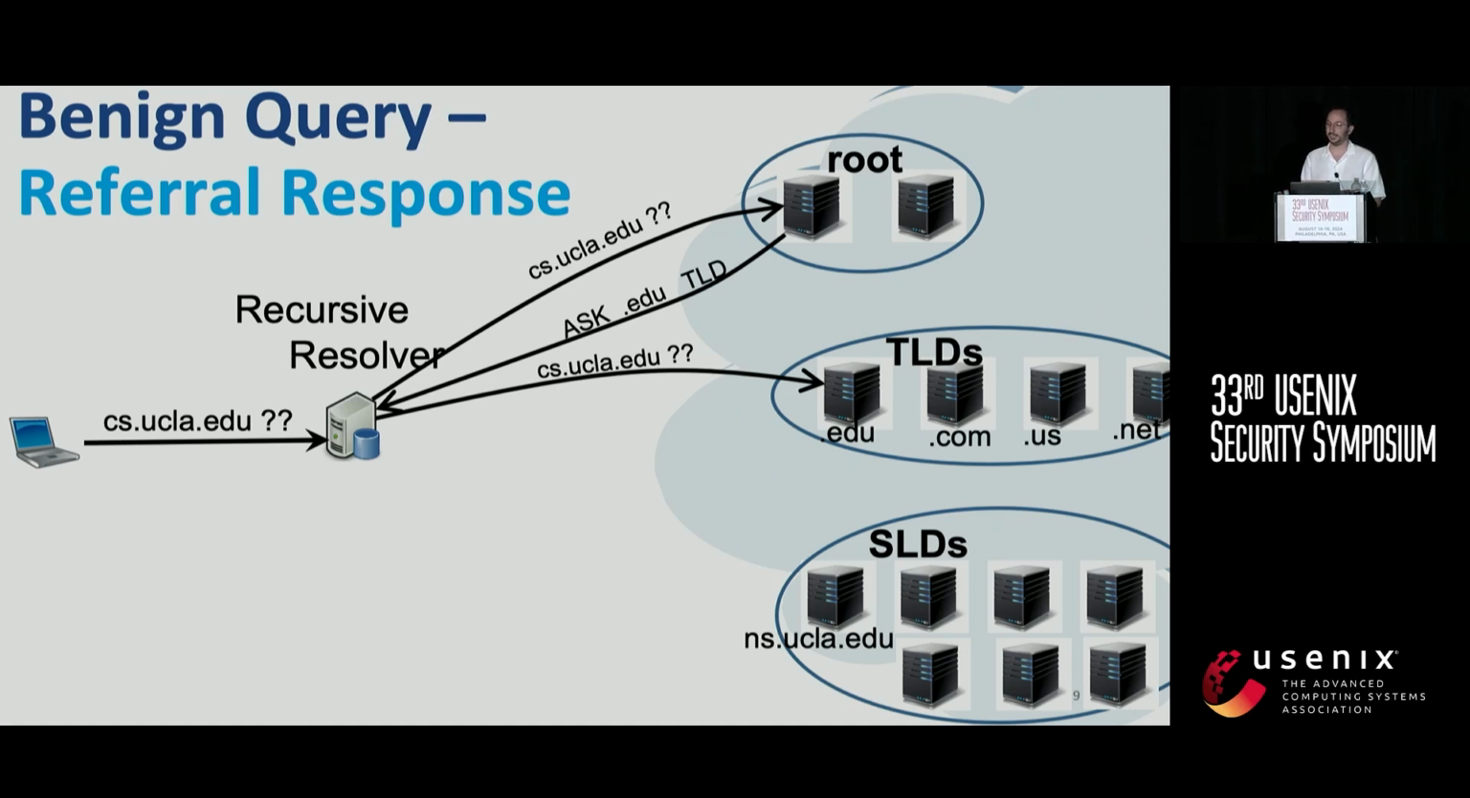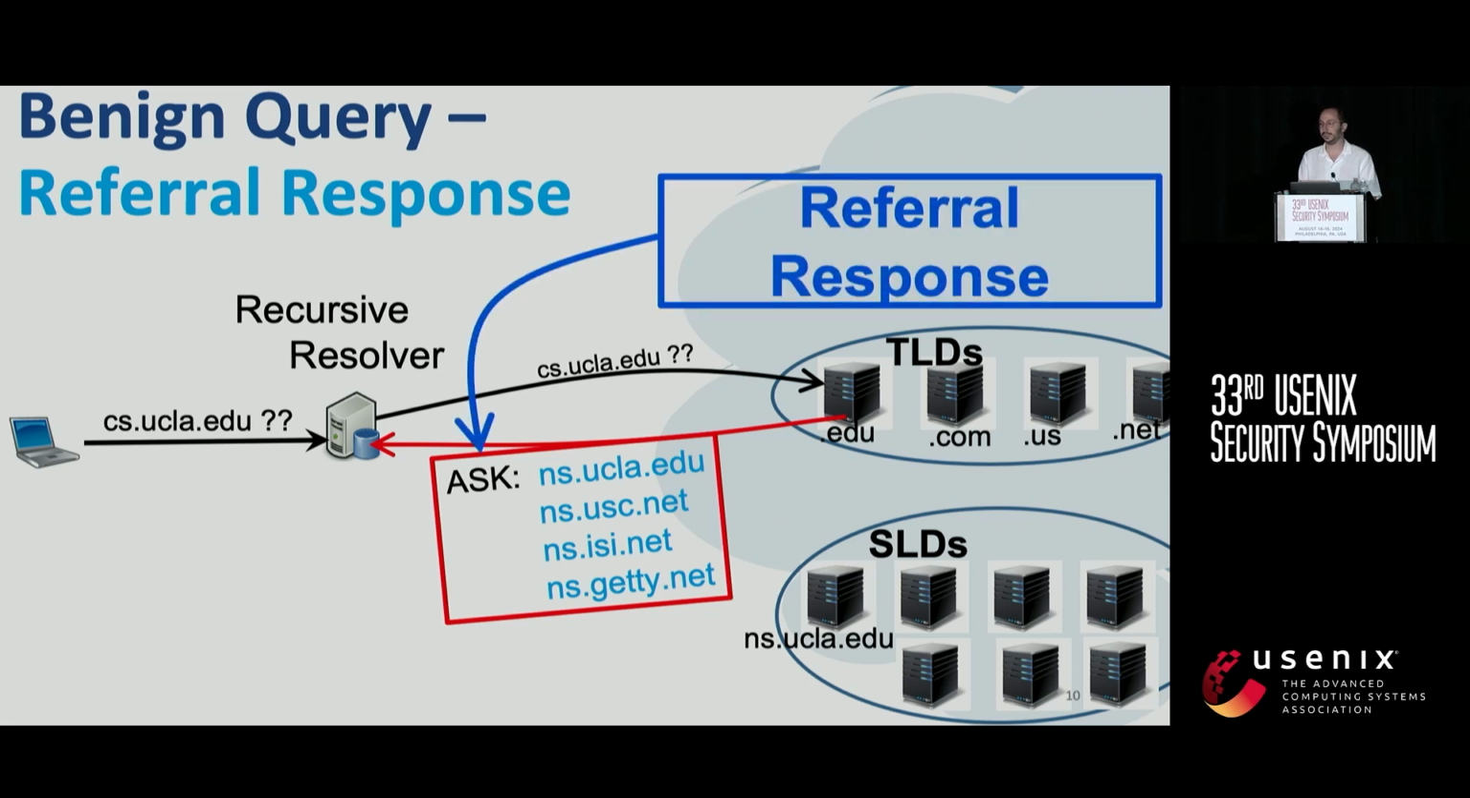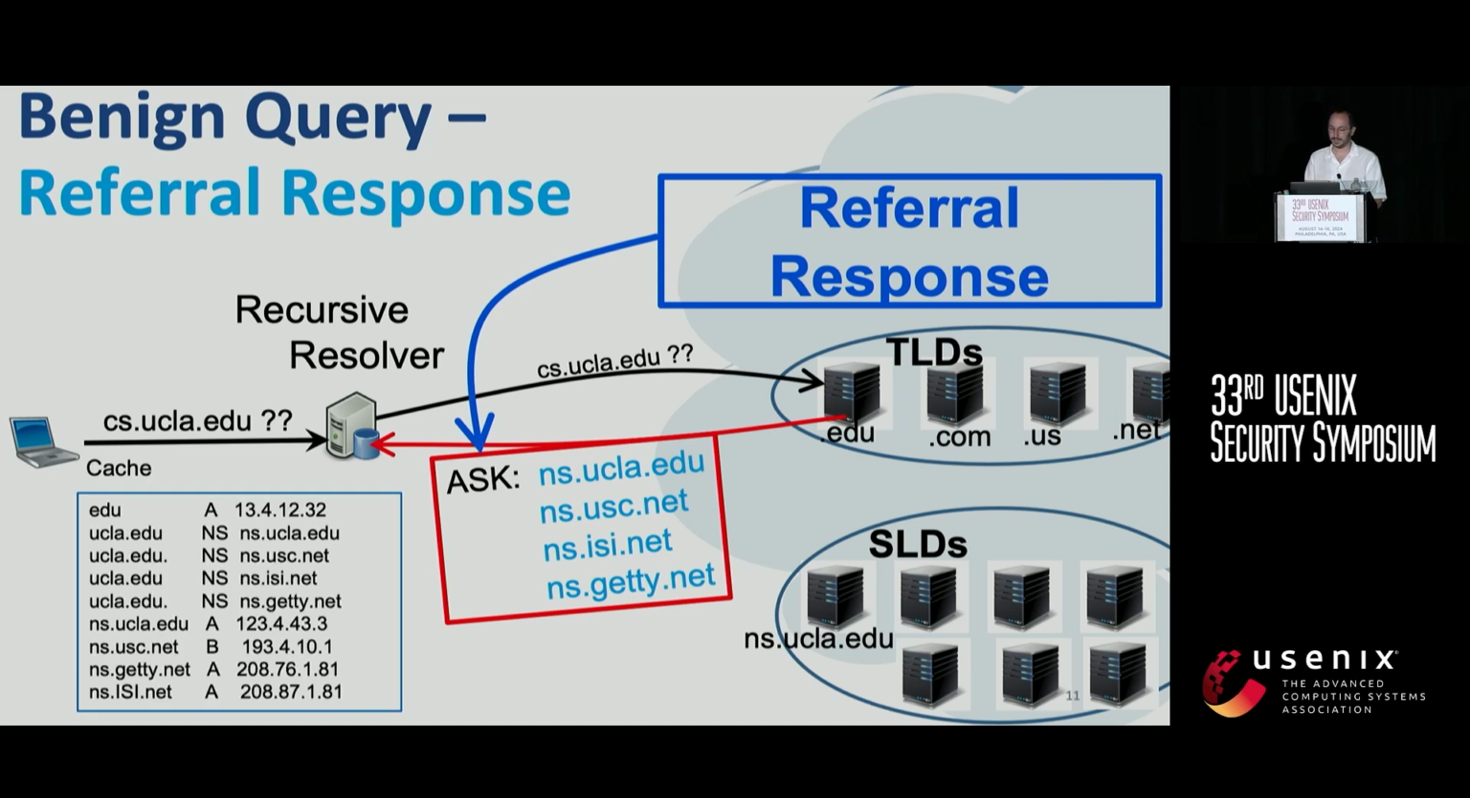Commonly, TLDs answer with a referral response. A referral response says, okay, I don't know the IP address, or there are multiple answers for this domain, so please ask those SLDs. And this is how it looks in the cache. You can see that those 4 domains are saved in the cache as NS records. We use this referral response in our attack.